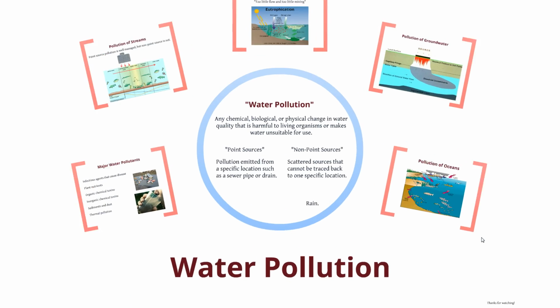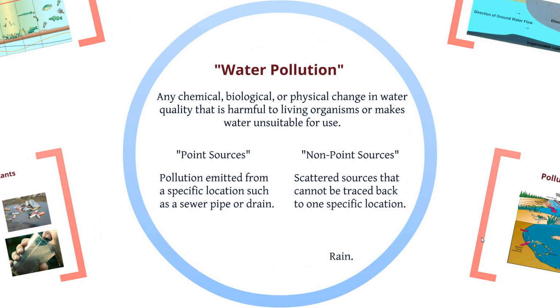Today, we'll be looking at water pollution. So, what is water pollution? Any chemical, biological, or physical change in the water quality that is harmful to living organisms or makes the water unsuitable for use. The two main problems that we have with water pollution come from one, point sources, which is pollution emitted from a specific location, such as a sewer pipe or drain, or non-point sources, which are basically scattered sources that cannot be traced back to one specific location.